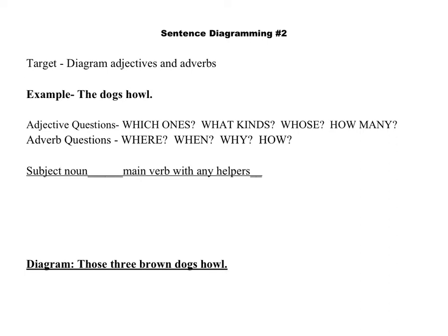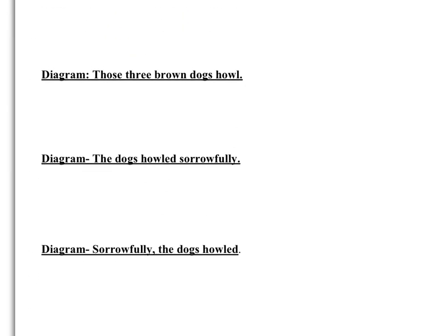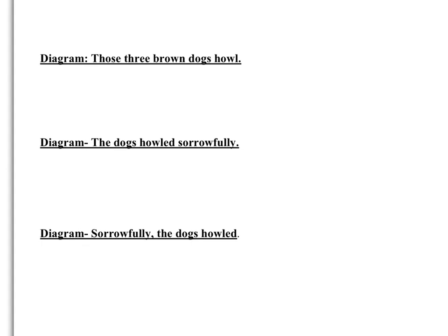Now, to find out if a word is an adjective, you ask questions like which one, what kind, whose, or how many. To discover if a word is an adverb, you ask the question, does that word answer where it is, when it happened, why it happened, or how? So when you diagram, and we covered this last time, the subject and the predicate both go on the most important line, the main line. The subject goes here, the predicate and the helping verbs go there. So let's now look at adjectives and adverbs.